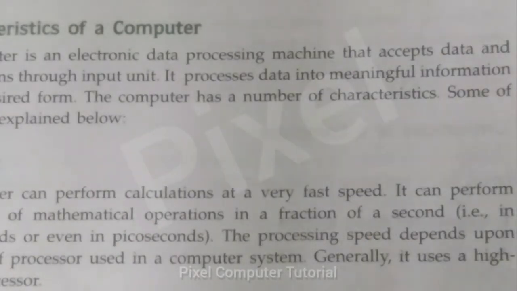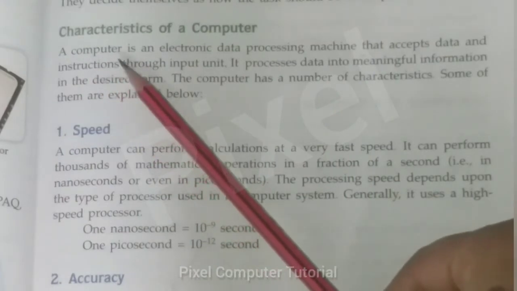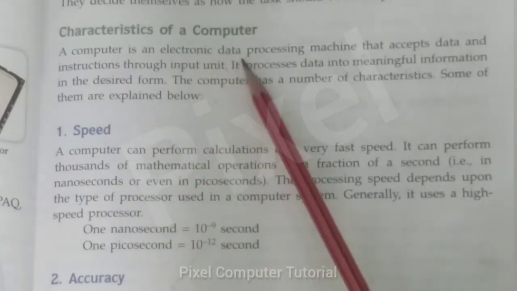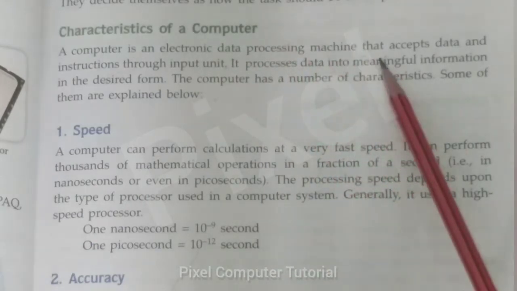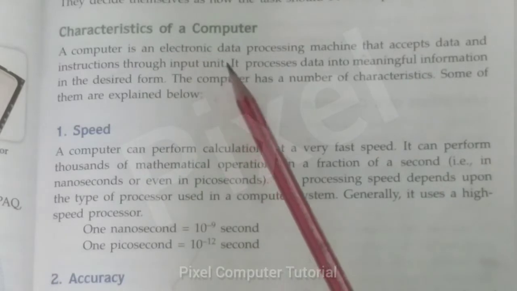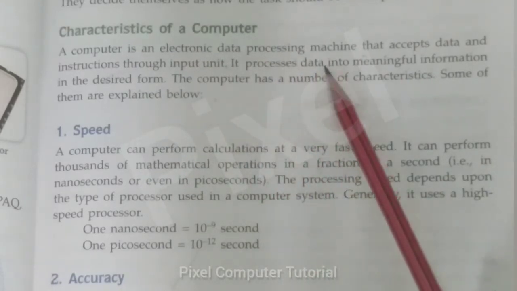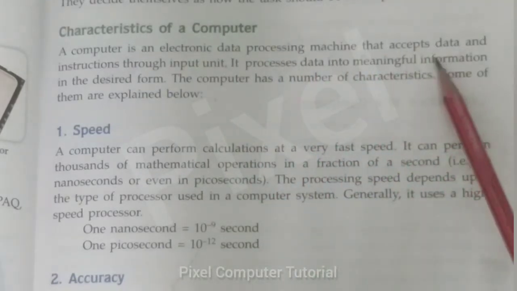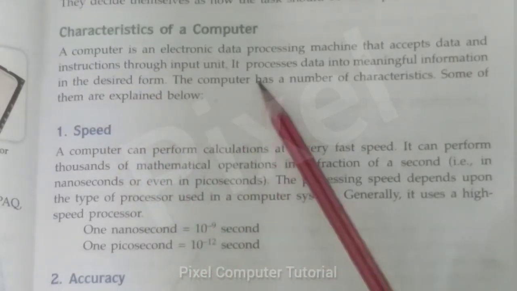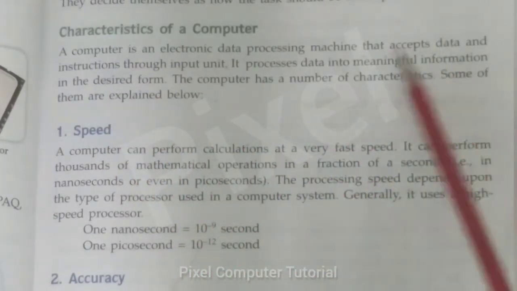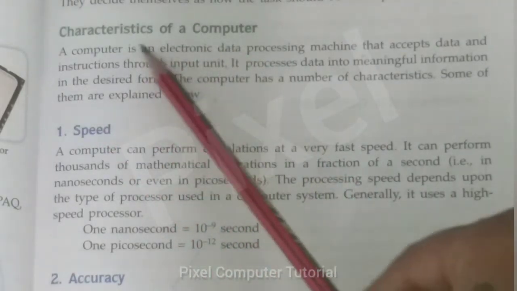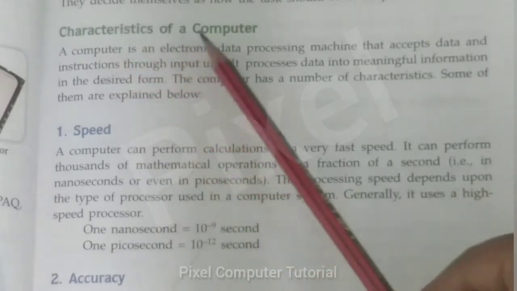Okay, so now we will be discussing the characteristics of a computer. A computer is an electronic data processing machine that accepts data and instructions through an input unit. It processes data into meaningful information in the desired form. The computer has a number of characteristics. Some of them are explained below. Before that, let us understand what the characteristics of a computer are.